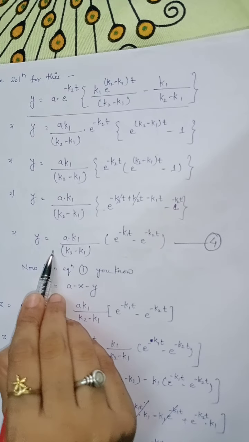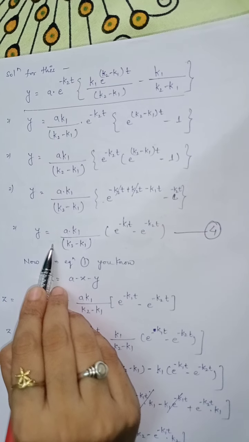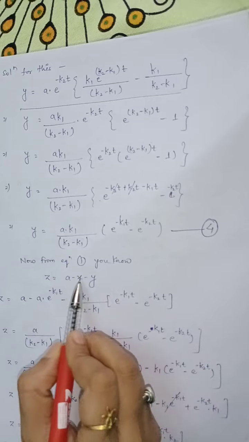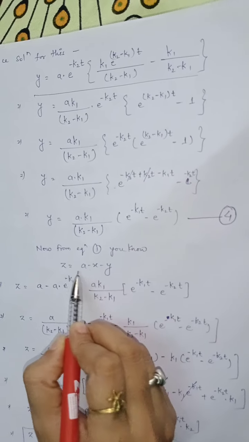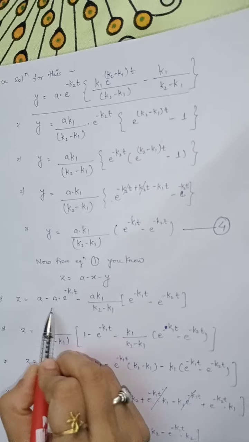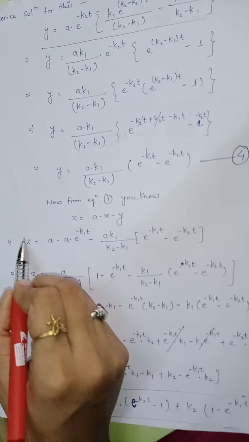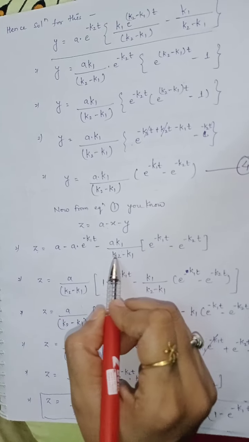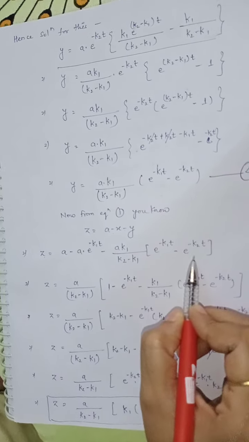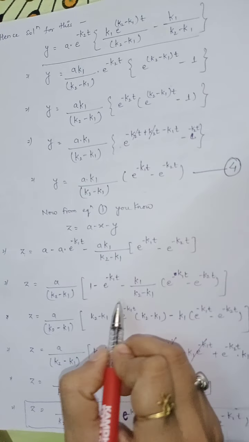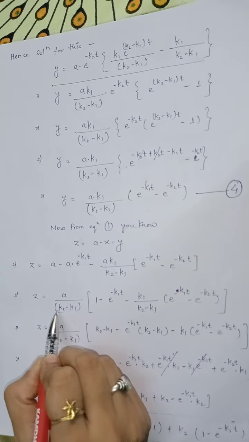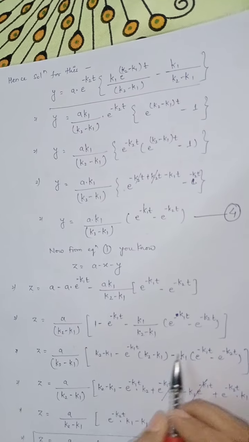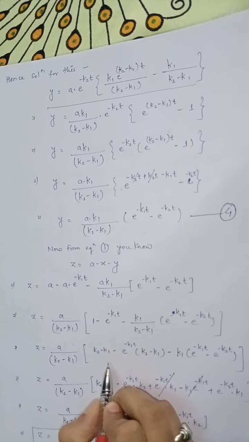Now the value of x obtained in equation 2 and the value of y obtained in equation 4 have to be put in this equation. After putting the values, you get the final equation which shows the rate of formation of z, that means the rate of formation of C. Again you follow the rearrangement method and take a common term. I took a and a upon K2 minus K1 as a common term, and then I solved it out.